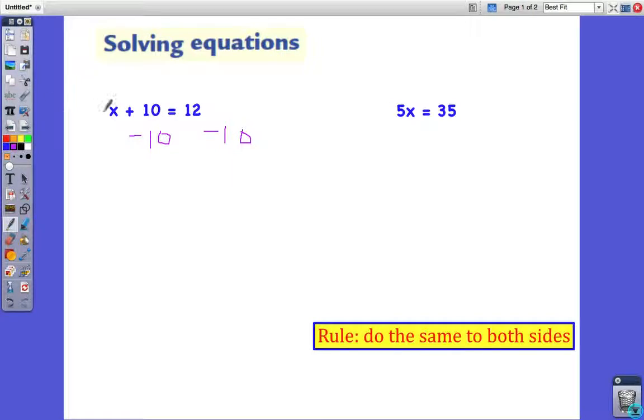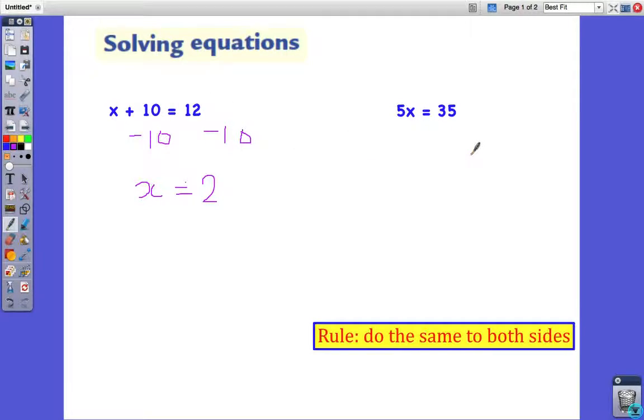What are we left with? x plus 10 minus 10, that's x, equals 12 minus 10, which is 2. Okay, that solves it. Let's substitute it back in and see if it works. 2 plus 10 equals 12.